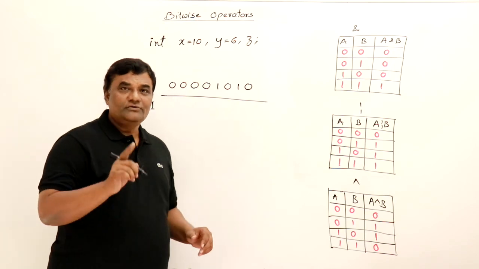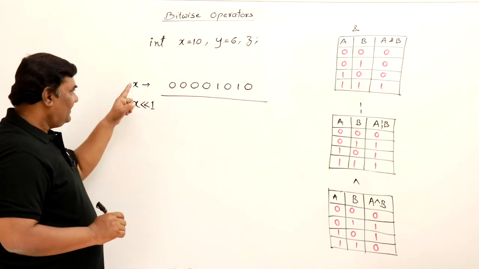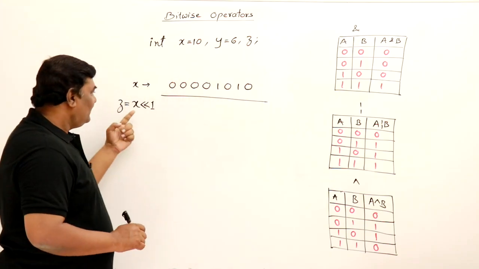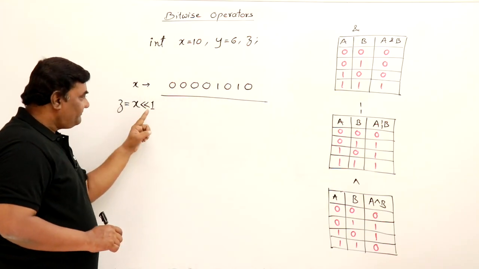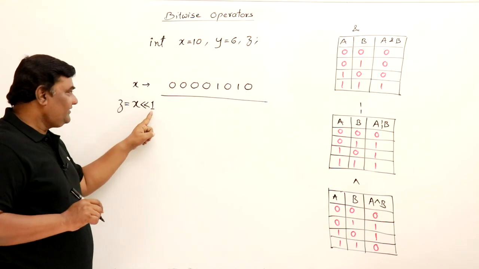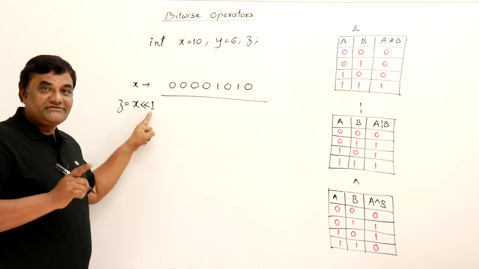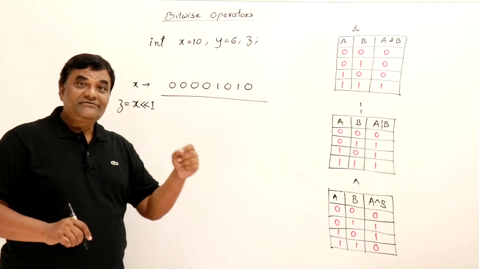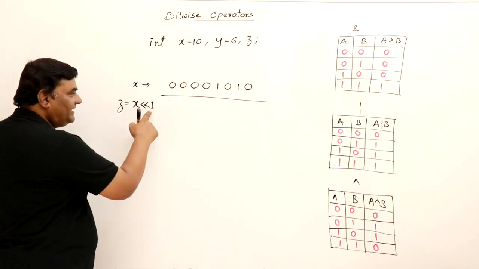For left shift operation, only one variable is sufficient. I have taken just x, whose value is 10, and this is the binary form. Now left shift the bits by one place. Here you can write any number that gives the number of places you want to shift those bits. I want to shift them by one place.